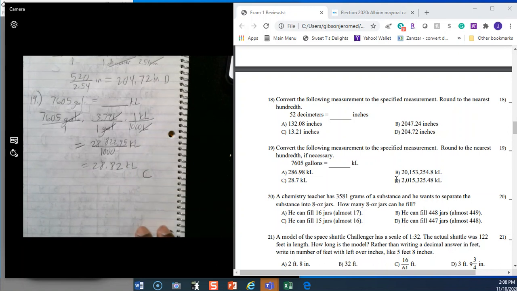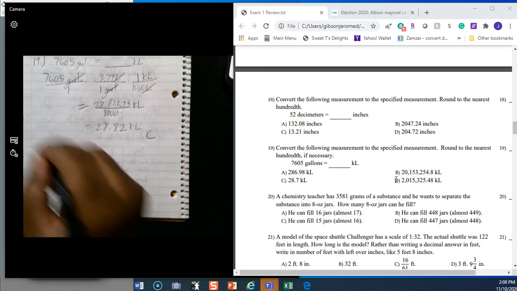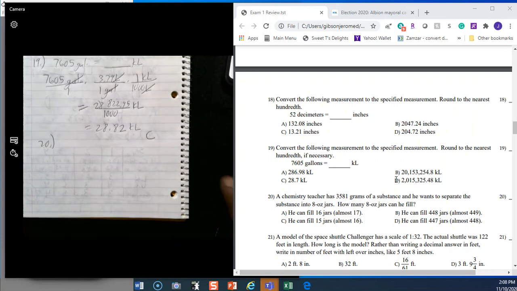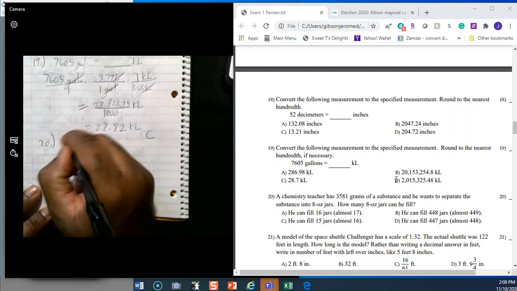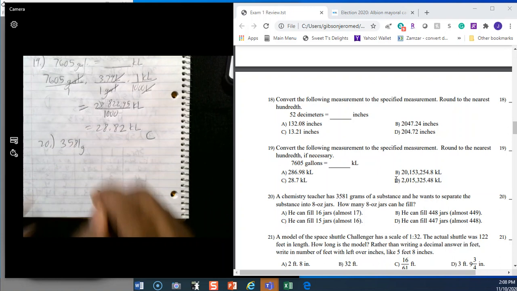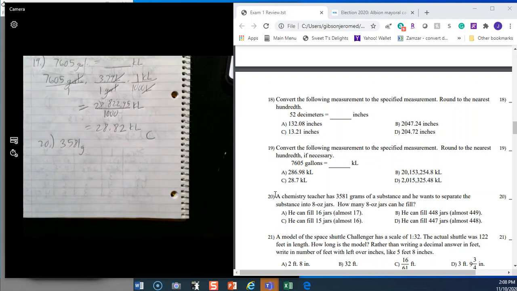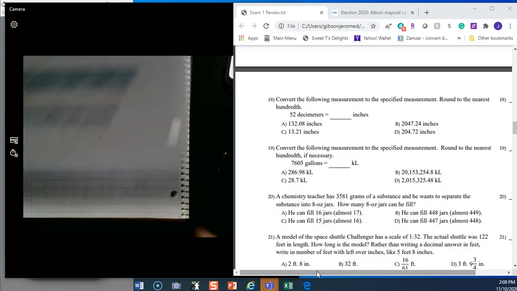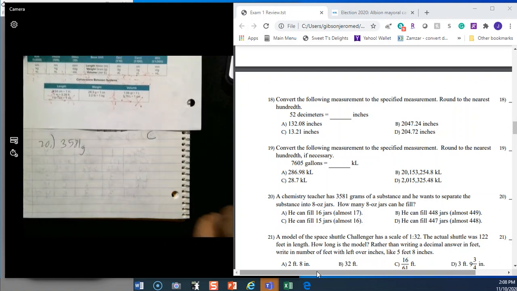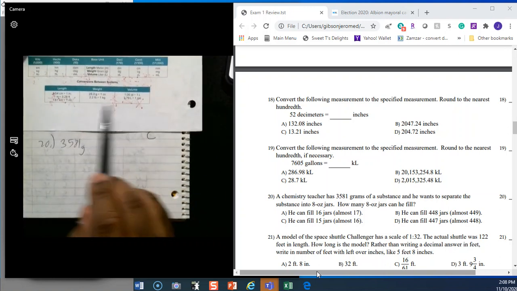All right, now we go here to problem 20. A chemistry teacher has 3,581 grams of a substance, and he wants to separate the substance into 8-ounce jars. How many 8-ounce jars can he fill? So we need to take this 3,581 grams, and we need to change it to ounces. So let's do that. We're going to look back here. We want to change grams to ounces.